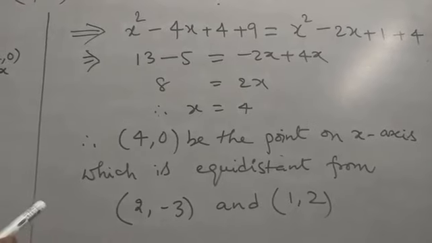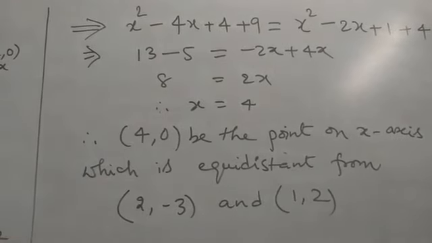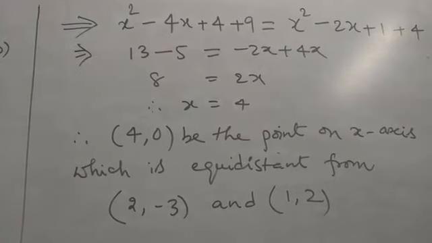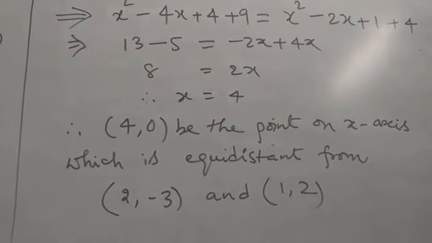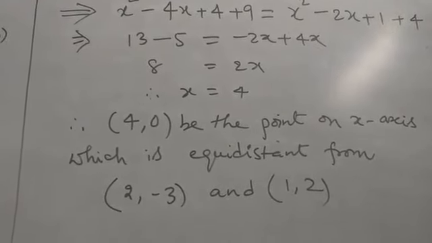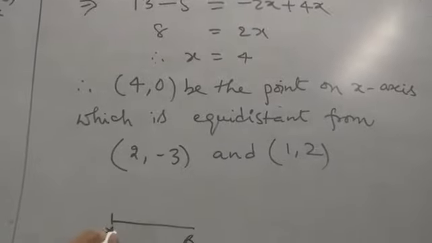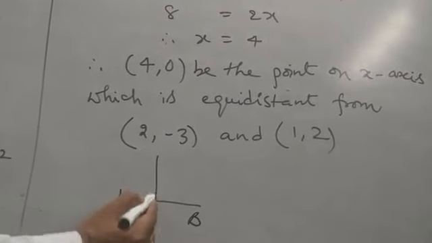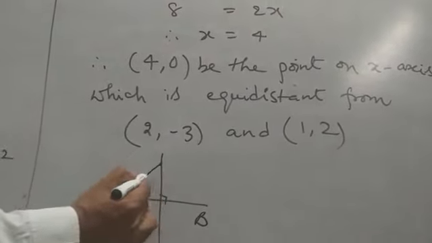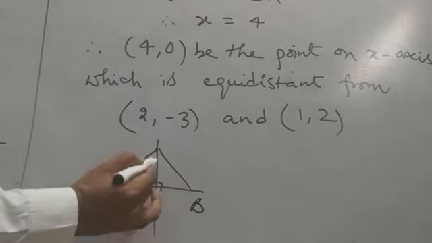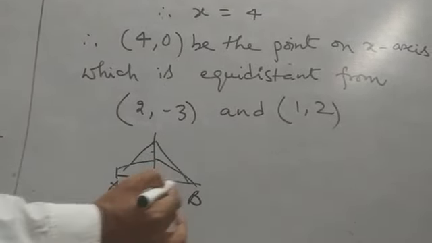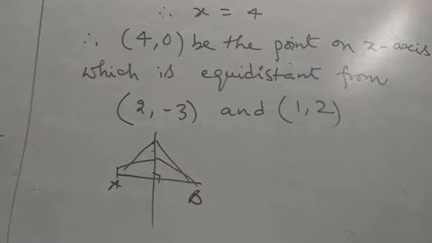Any point on the perpendicular bisector of the line segment is equidistant from those 2 points. Suppose A and B are 2 points and this is the perpendicular bisector. If you consider any point on it, it is equidistant from these 2 points.